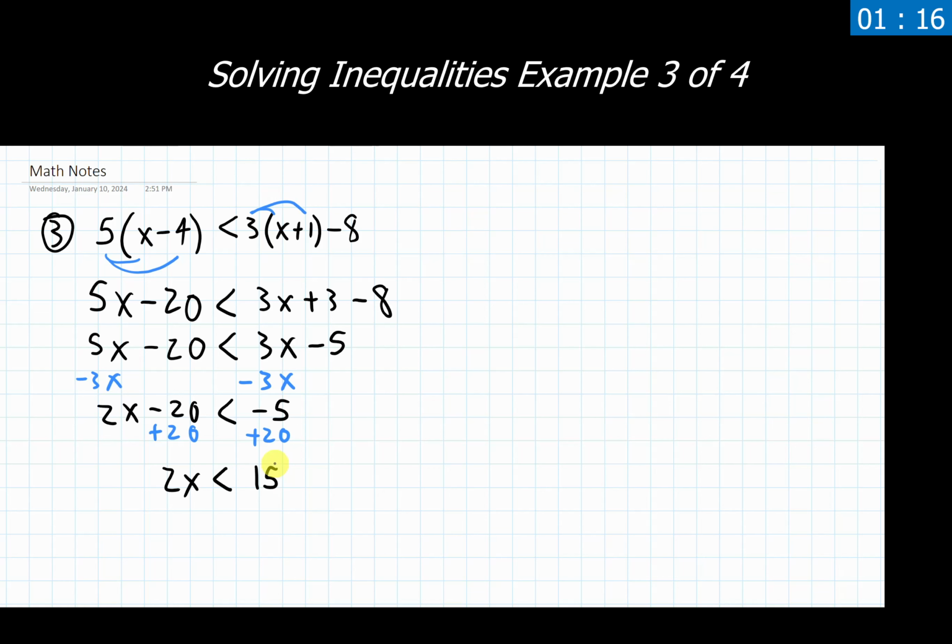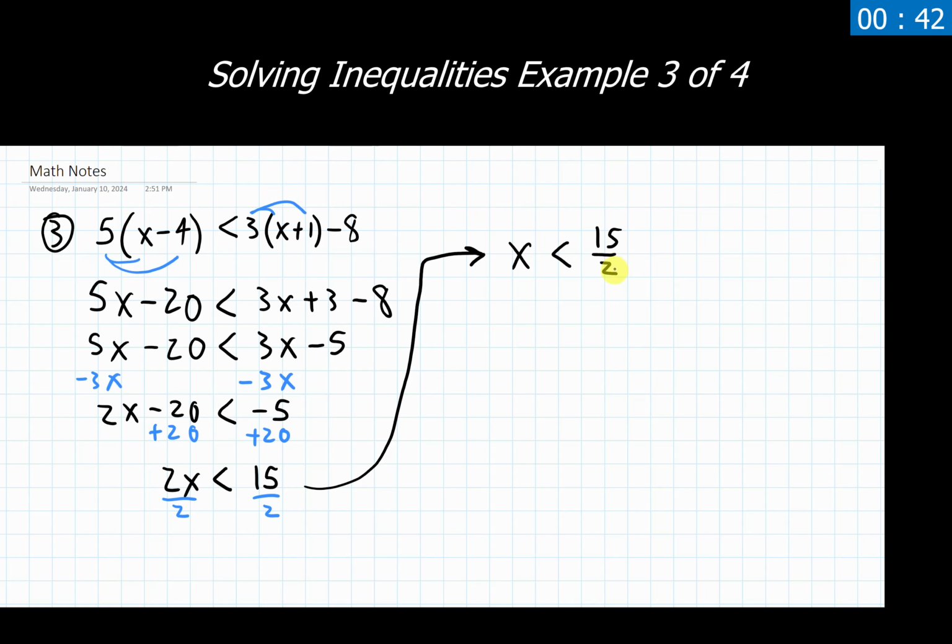And then last but not least, I need to divide both sides by 2. I'm getting x. I'm going to rewrite this over here off to the side just so I have some space. That's going to give me x is less than 15 over 2. So fantastic. I've got a fraction answer, but you know what? We're fine with fractions at the very end of a problem if it's just the final answer that we've been given.